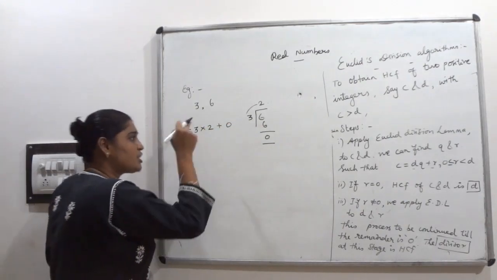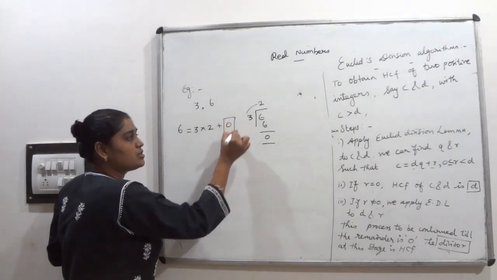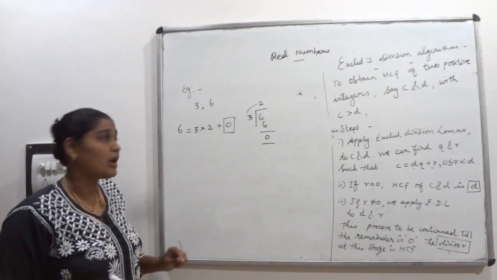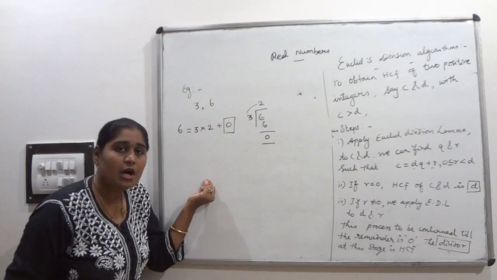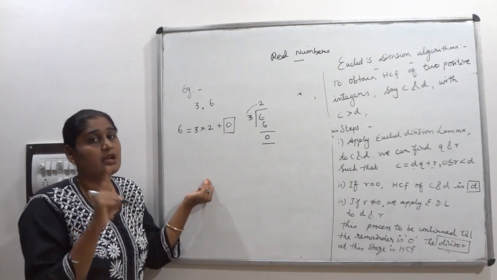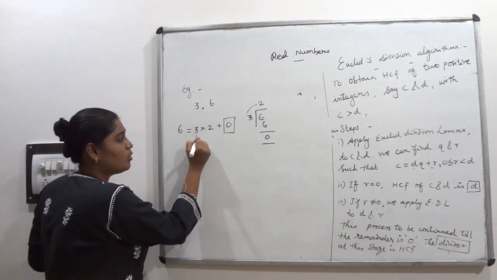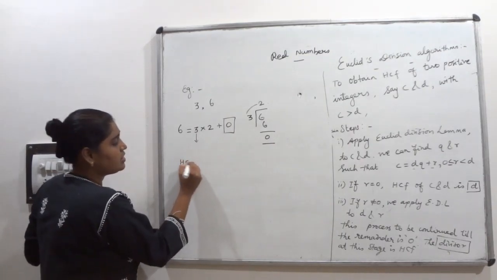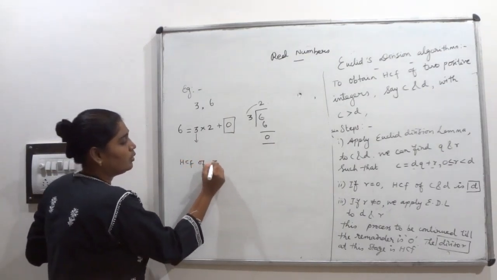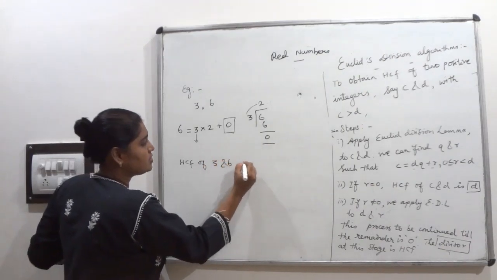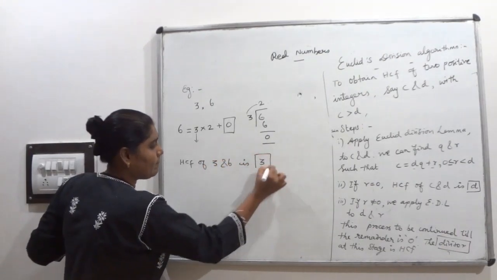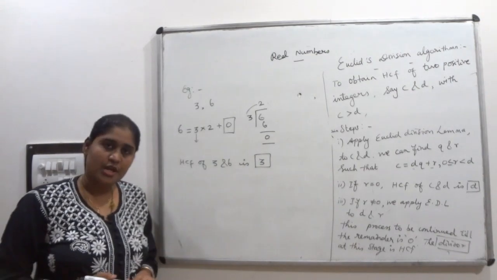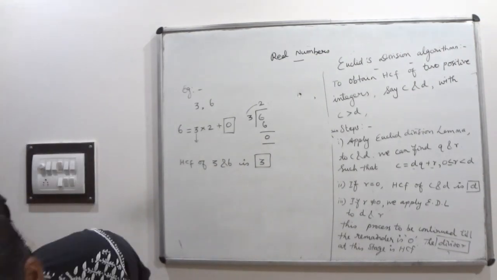See, in the first step itself the remainder is 0. That time, the divisor is the HCF of the two numbers. I already told you the divisor here is 3. So we can write: HCF of 3 and 6 is 3. Understand? One more example I am taking.